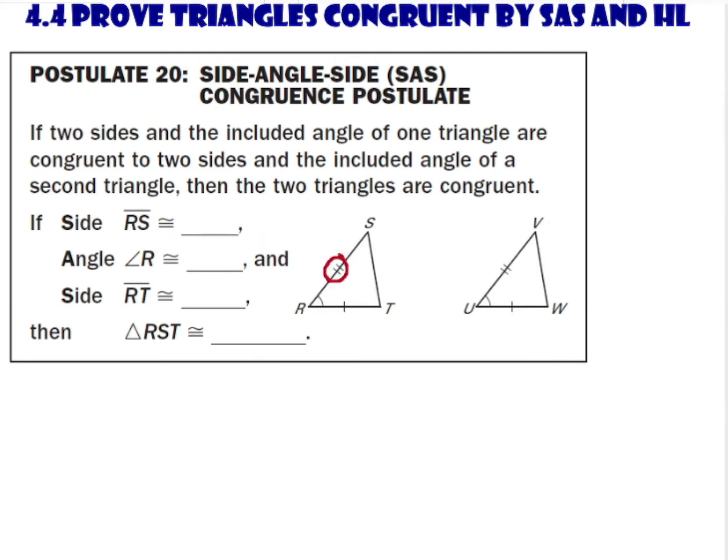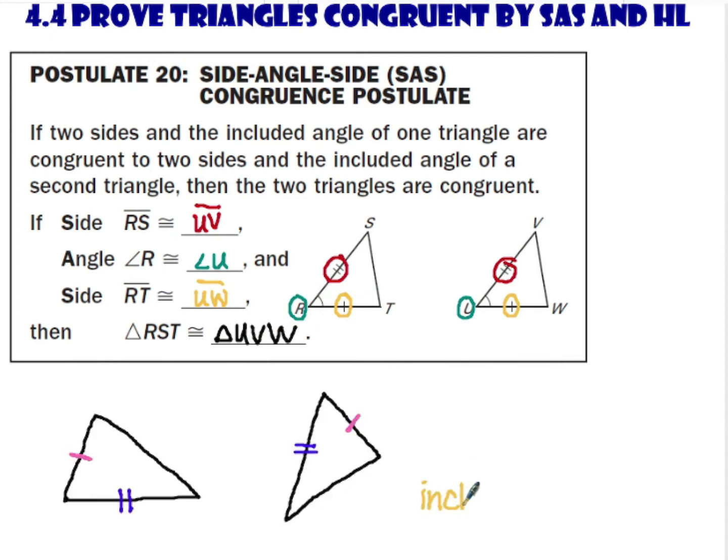So we see that RS is marked congruent to UV, RT is marked congruent to UW, and then the included angle would be angle R, marked congruent to angle U. So by the side angle side congruence postulate, using that same order, triangle RST is congruent to triangle UVW.